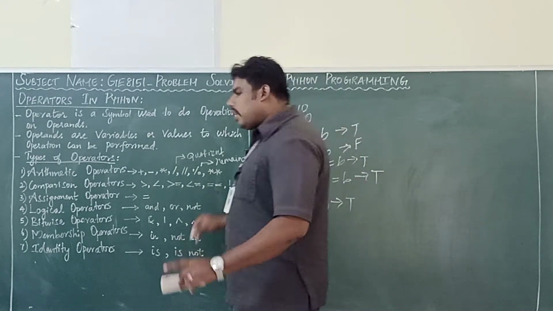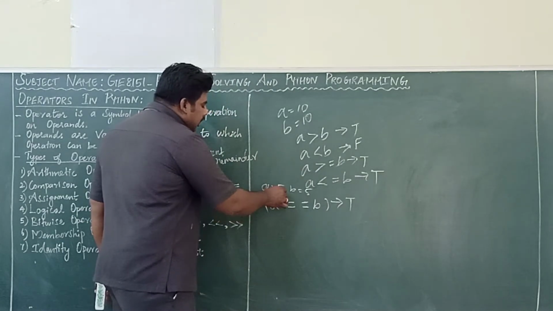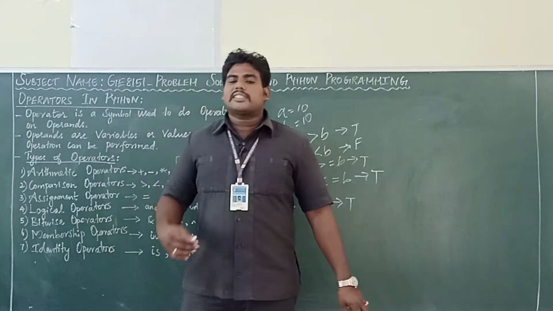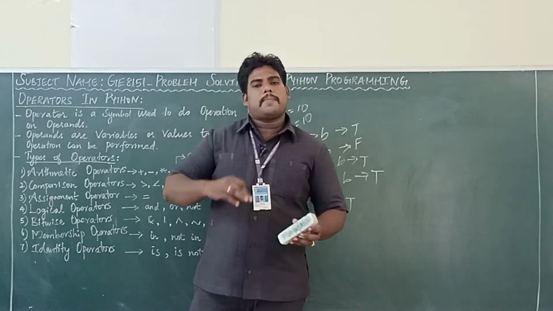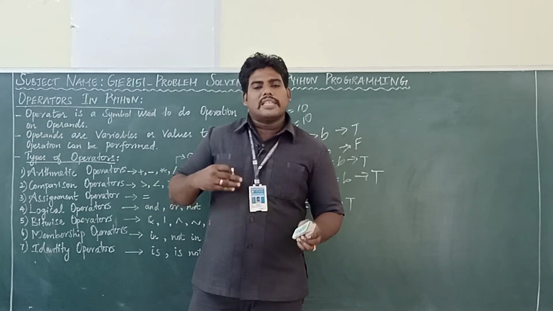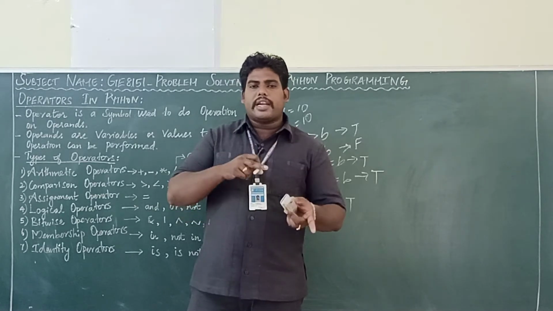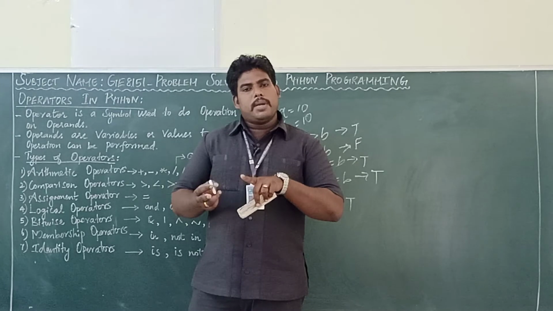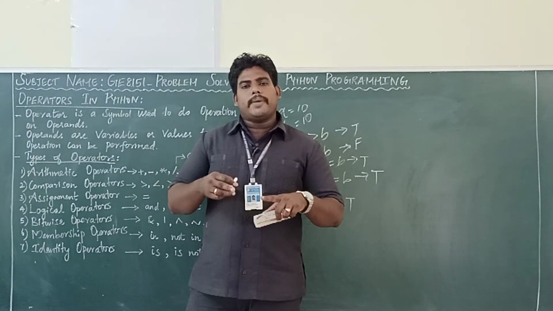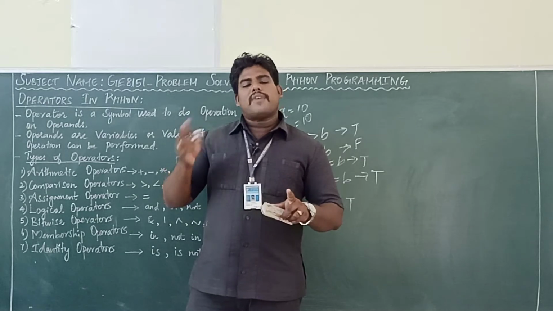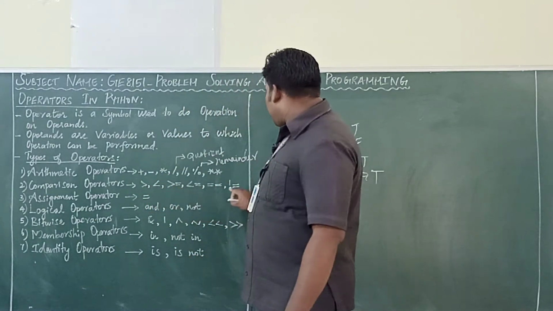If you put a single equal to, see here I am using single equal to, right? The single equal to means assignment. You are giving the value to the particular variable, or you are assigning the value to the particular variable. What's the difference between single equal to and double equal to? Double means you are checking both are equal. Single equal to means you are assigning the value to the particular variable. Got it?